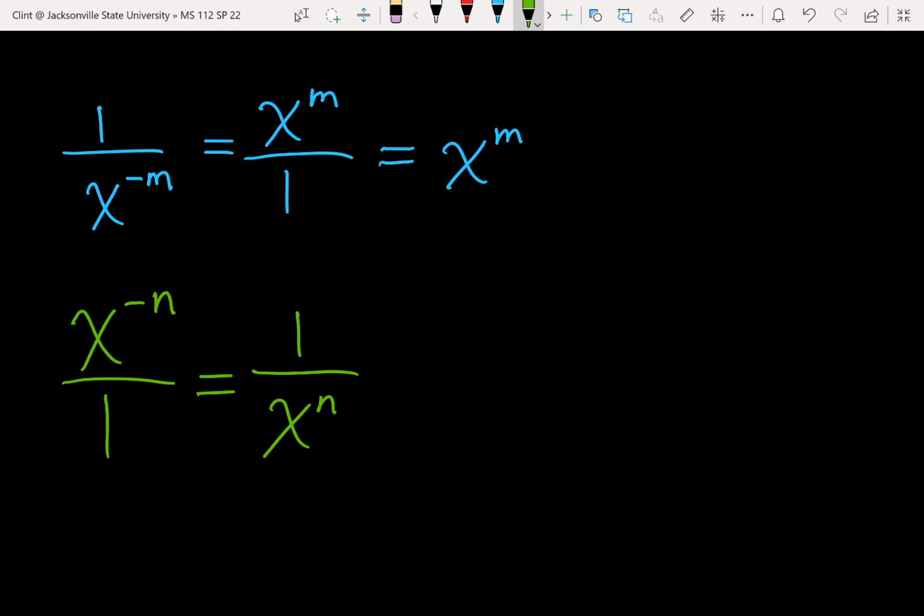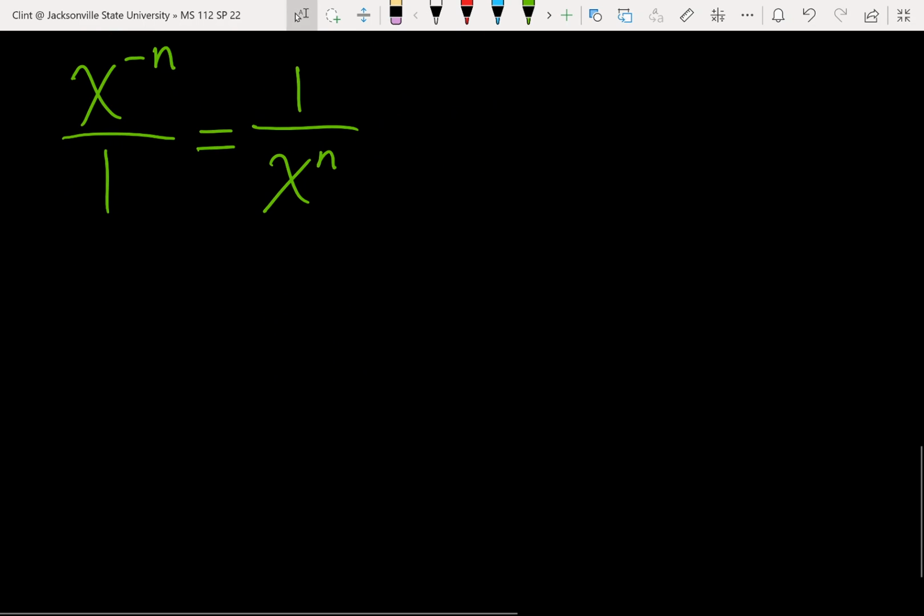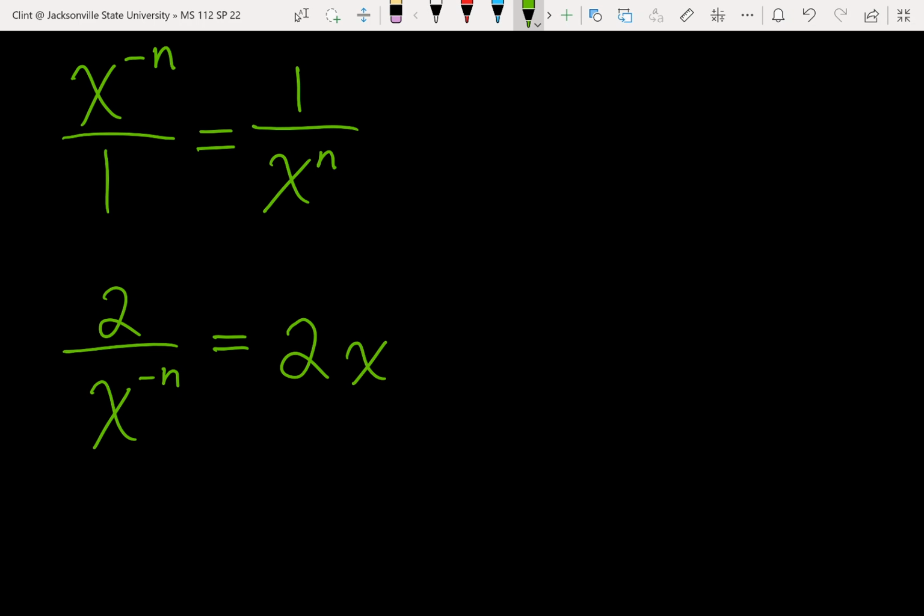When it gets a little trickier to think about just flipping it is if you have, say, a 2 times x to the negative n. We want to get rid of our negative exponent, so we take that x to the negative n term and move it to the bottom, so we end up with x to the n. It doesn't look like we've just flipped it. We don't want to move the 2 because the exponent on the 2 is a positive 1, so it's happy.